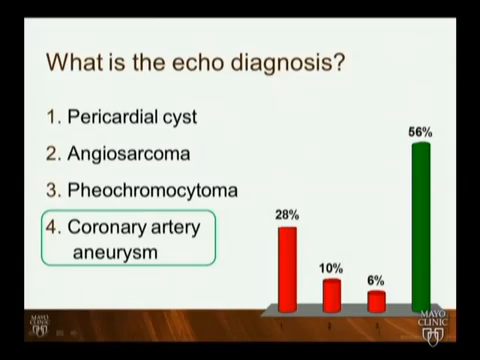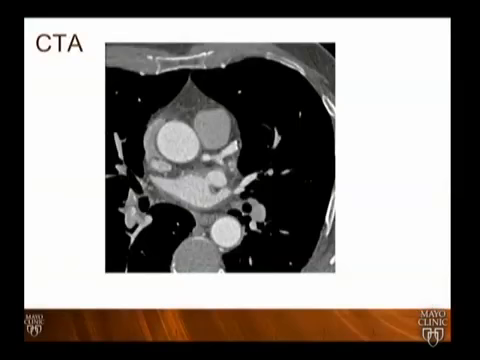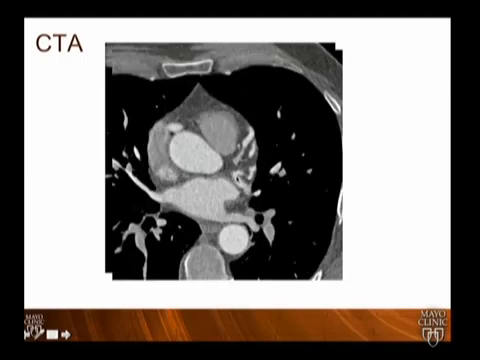I'm not sure you can make that diagnosis from echo, but if you see that in the groove there, the AV groove, you should get another imaging test. So in this case, we got a CTA. Here we are at the level of the aorta, right ventricular outflow tract. This is the LAD, and you can see it's a little bit bigger than it should be. Now, as we come down, circumflex is also a little bit bigger than it should be.